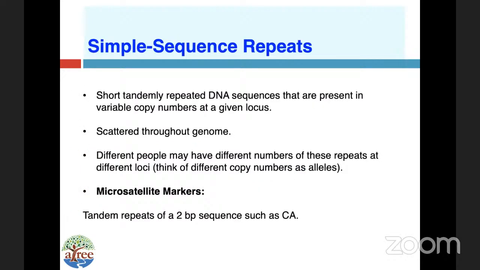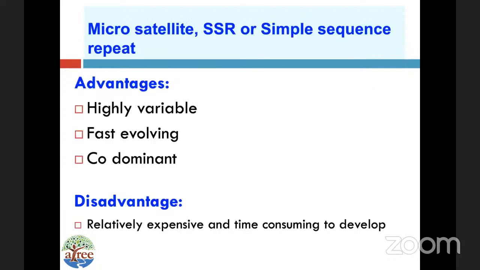In recent years, one of the markers that is quite widely used is called simple sequence repeats, or microsatellite repeats, which are used for a number of species. These are used not just for quantifying genetic variability in plant species, but also for animal species, or for most other organisms. Because they are highly variable, fast evolving, and codominant, and though they are relatively expensive, they give very good data to characterize the genetic variability of any species.